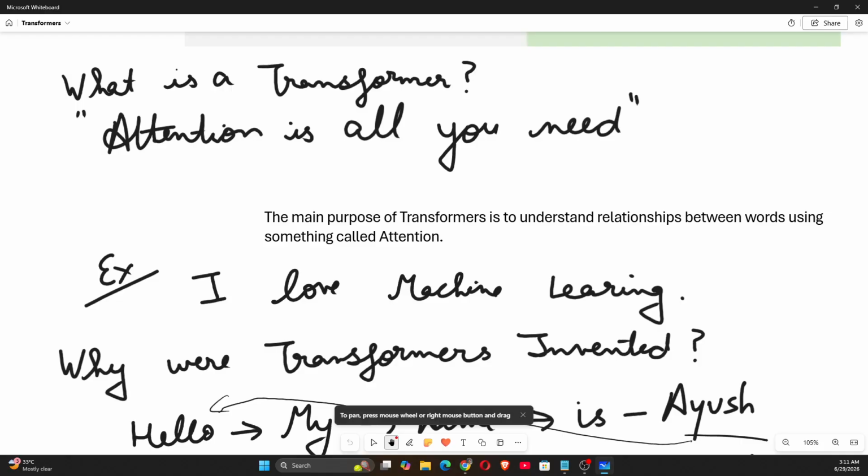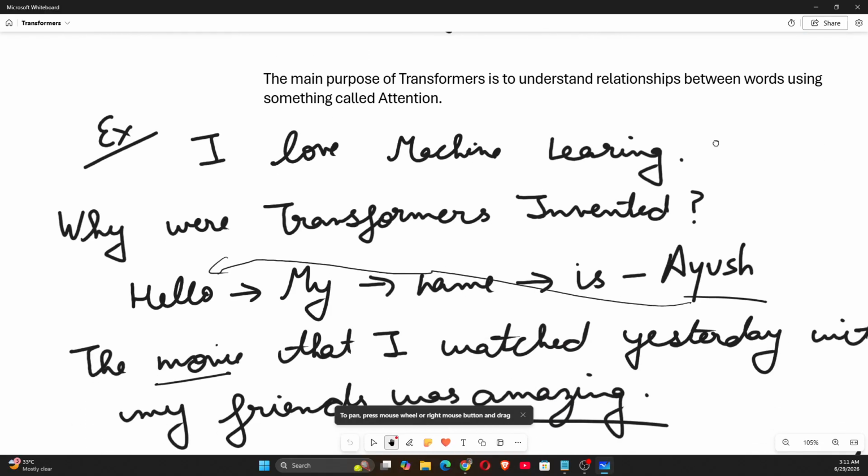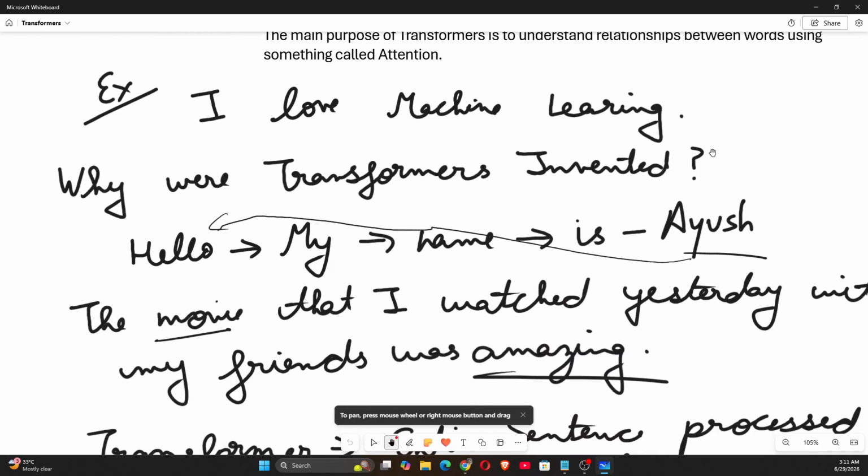Example, I love machine learning. Transformers look at I love machine learning all at once. This makes the training much faster.